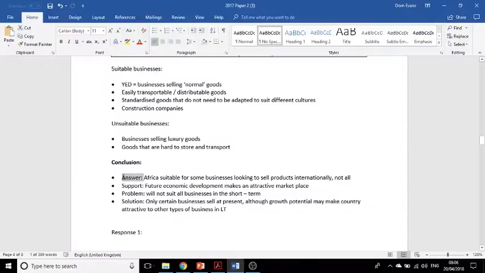So a good conclusion to the question will first of all answer the question. So Africa is suitable for some businesses, but not all. That answers the question. The support for that is that we expect future economic development is going to make it an attractive marketplace. Rising average incomes, etc., will make it suitable for many businesses. But in the short term, Africa will not suit all businesses.